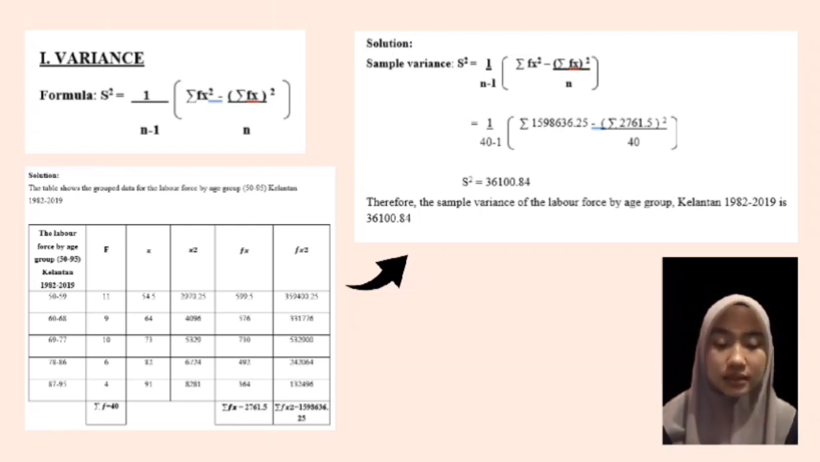s squared equal 1 divided by 40 minus 1, times 1598633.25 minus 2761.5 squared divided by 40. So the total s squared is 36100.84. Therefore, the sample variance of the labor force by age group, Kelantan 1982 to 2019, is 36100.84.